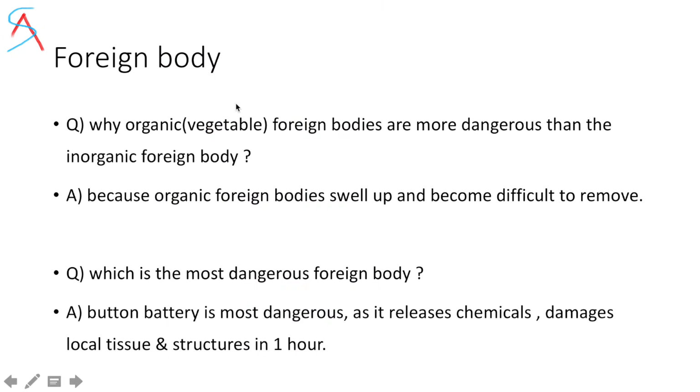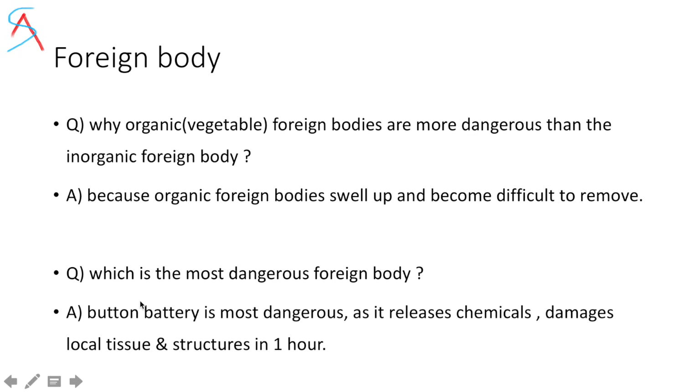So in foreign body, the most common questions are like, which is more dangerous, organic foreign body or inorganic? Obviously organic foreign bodies are more dangerous because they swell up in size, so it becomes very difficult to remove them. But what is the most dangerous foreign body? Button battery. Button batteries are the most dangerous foreign body, as they release chemicals and may damage local tissue and structures within 1 hour.